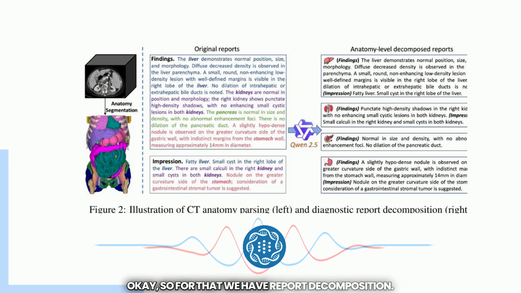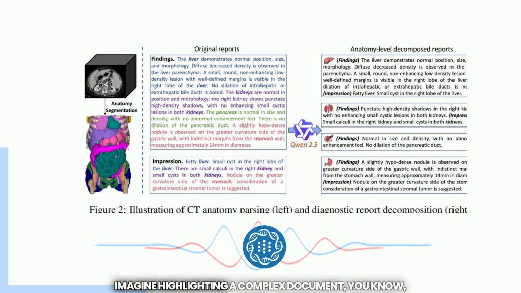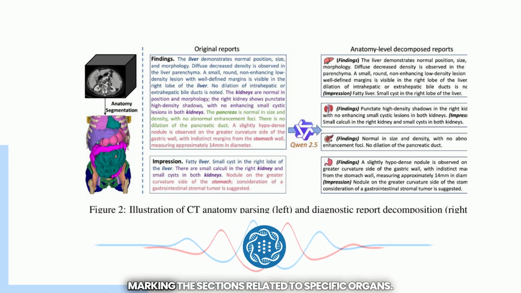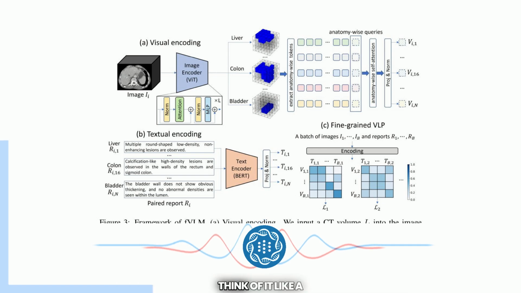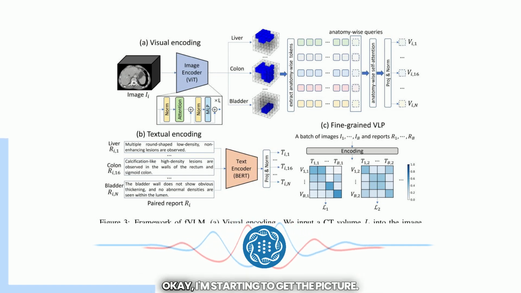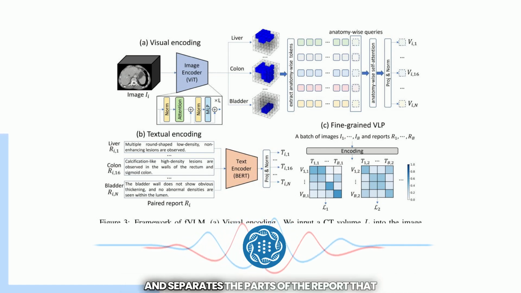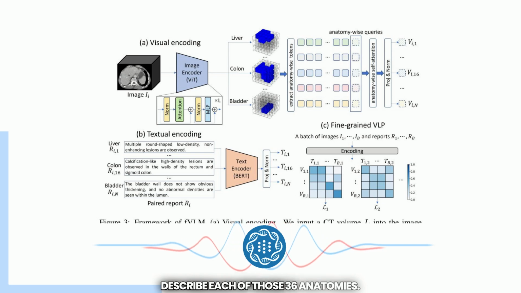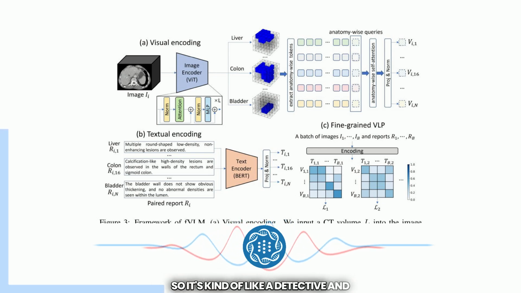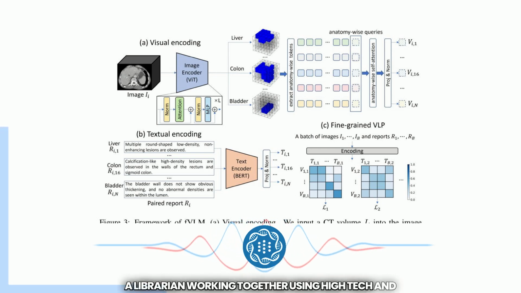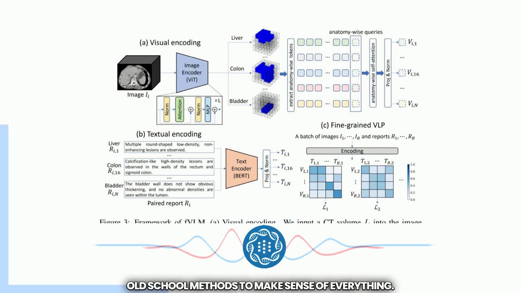Okay, so for that we have report decomposition. Imagine highlighting a complex document, marking the sections related to specific organs. They actually use a large language model for this. Think of it like a supercharged autocomplete on your phone. Okay, I'm starting to get the picture. Along with something called string matching. It identifies and separates the parts of the report that describe each of those 36 anatomies. So it's kind of like a detective and a librarian working together, using high-tech and old-school methods to make sense of everything. That's a perfect way to put it.